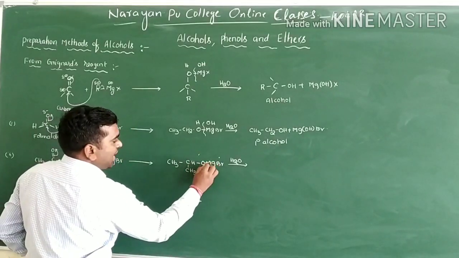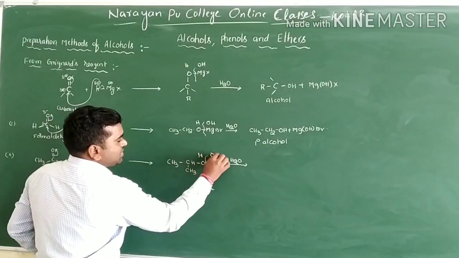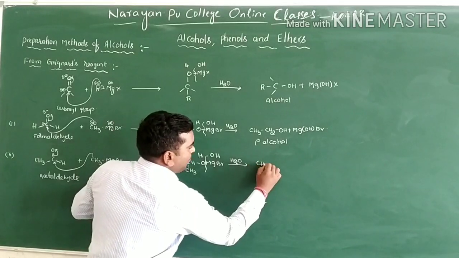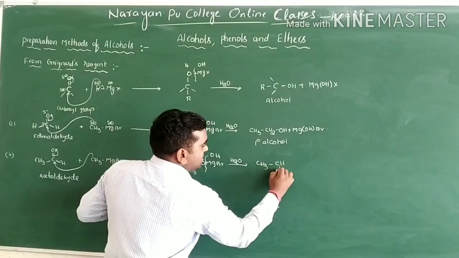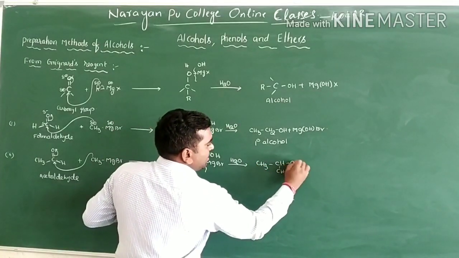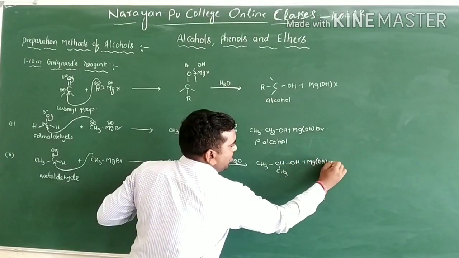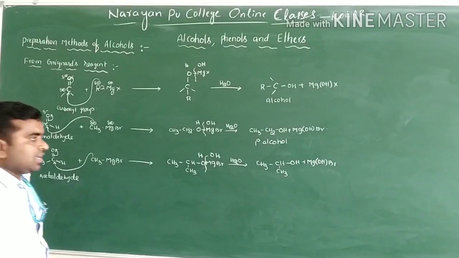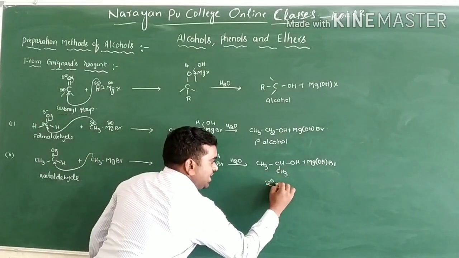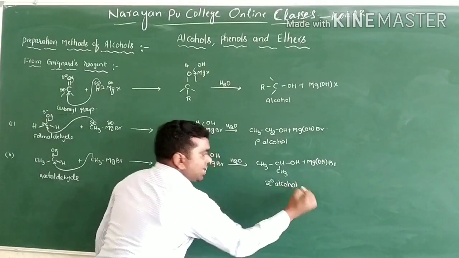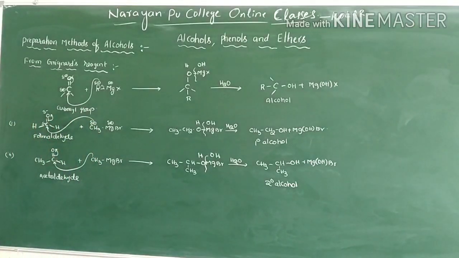When you are doing the hydrolysis, this breaks into H and OH. Then what compound will you get? CH3, CH, CH3 and here OH, plus MgOHBr. Which alcohol is it? You are getting a secondary alcohol. Now I will take the next one.